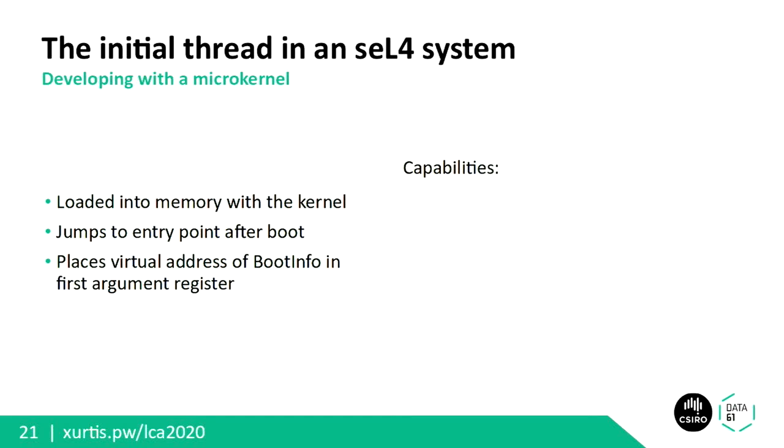And then the initial thread is given capabilities to all of the resources in the system that are not used explicitly for the kernel. This includes the current thread and capabilities to all of the resources that were required to construct it.